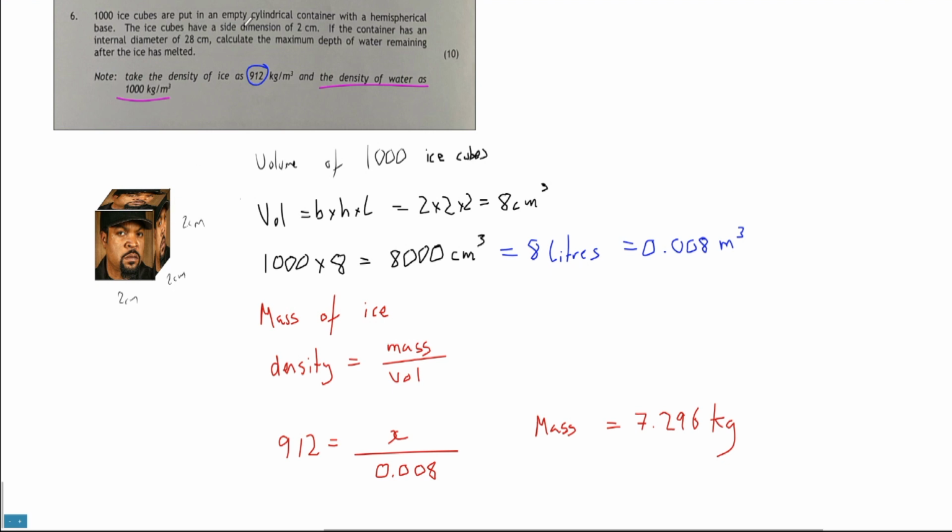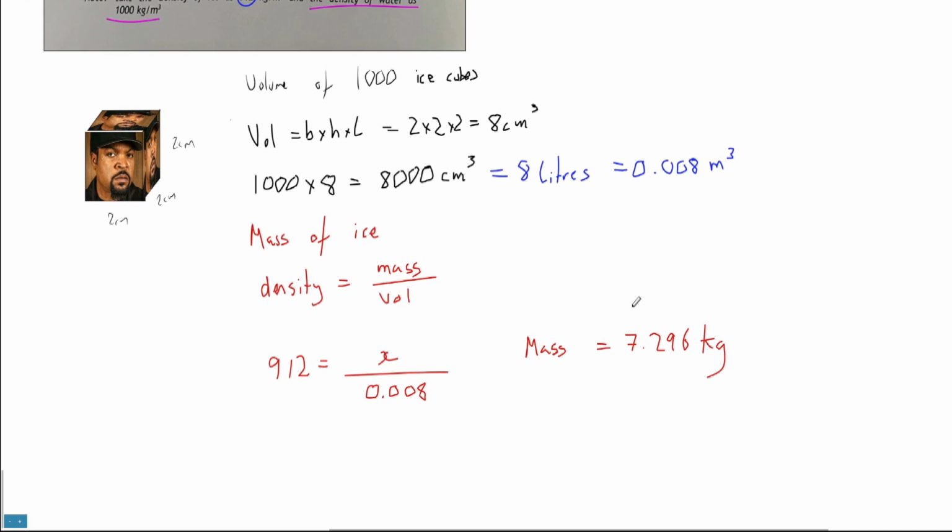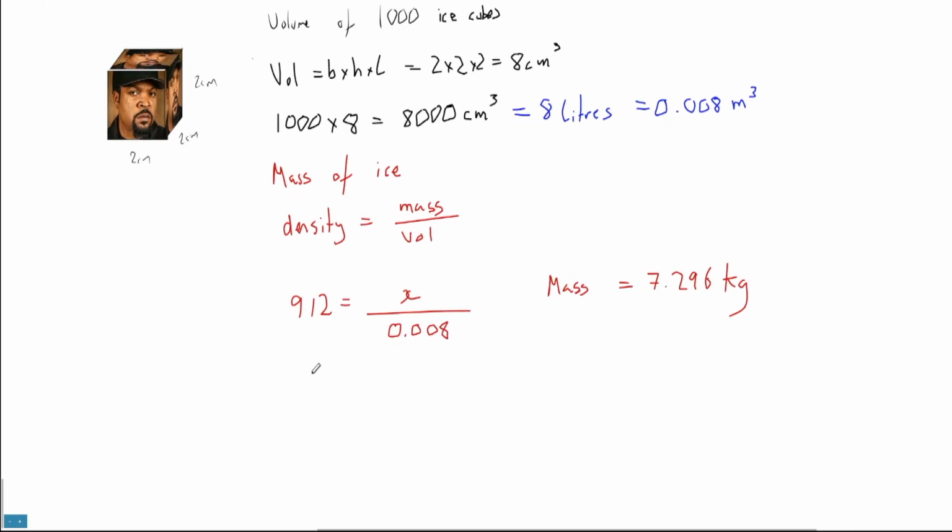It doesn't matter. It could be frozen and it doesn't tell you the temperature. Anyway, getting ahead of myself. Let's have a look at the next one then. So what we're going to do now: volume of the water.